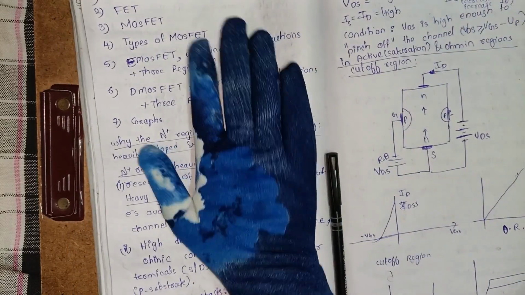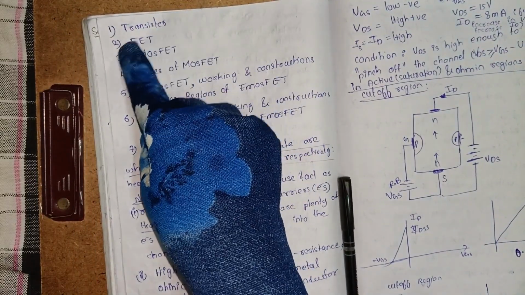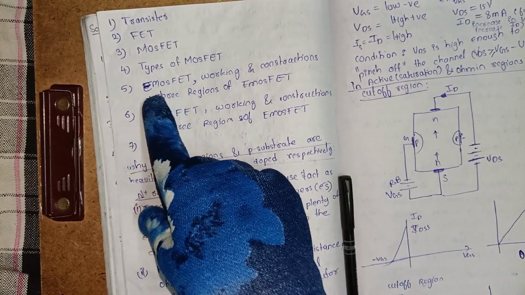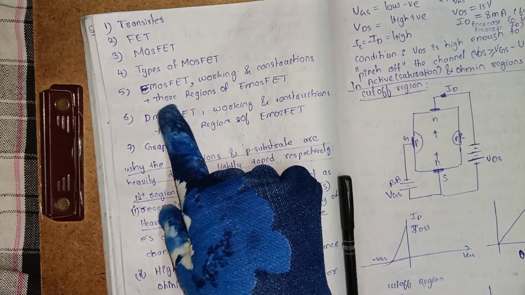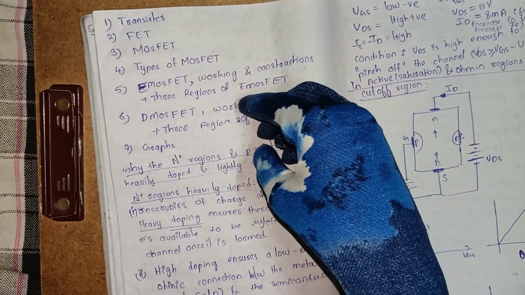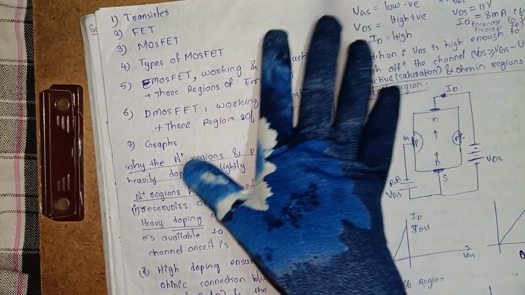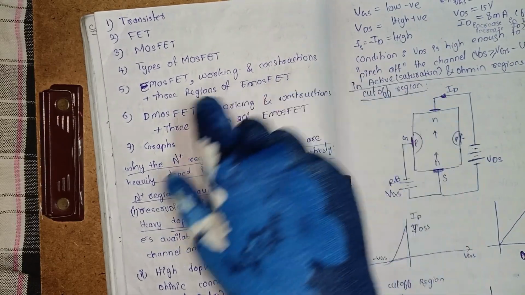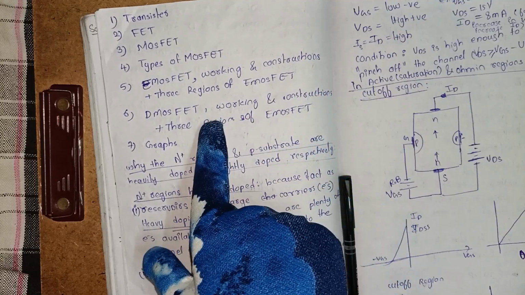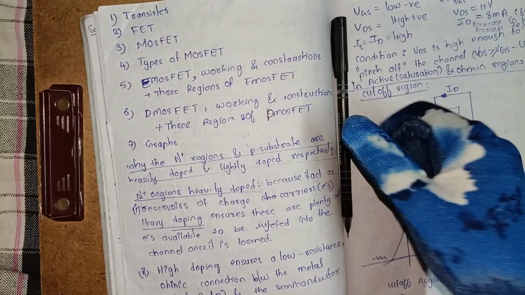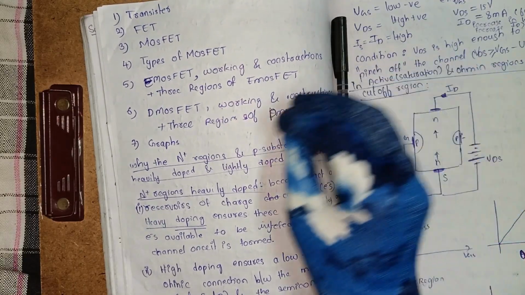So in this class we will discuss what is a transistor, what is FET, what is MOSFET, types of MOSFET, and EMOSFET working and construction, plus the 3 regions of EMOSFET and their graphs in each region. Okay, so DMOSFET working and construction plus its 3 regions we will discuss in the next class.